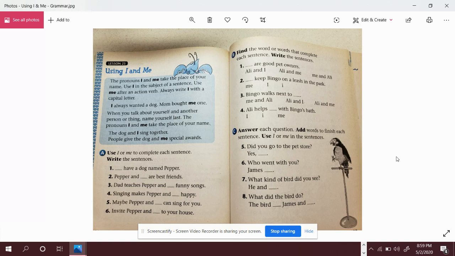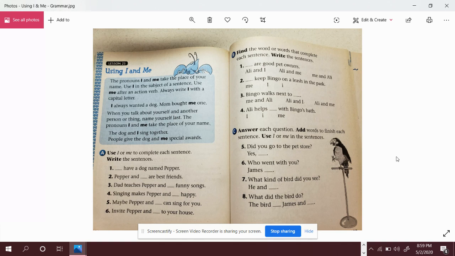So again, I is the part of the sentence that tells the who or what that goes in the subject. It is the part of the sentence that tells who or what. Me would be used in the predicate of the sentence. So again, I always wanted a dog. Mom bought me one. When you talk about yourself and another person or thing, you always name yourself last. So I and me are used when you're talking about yourself.